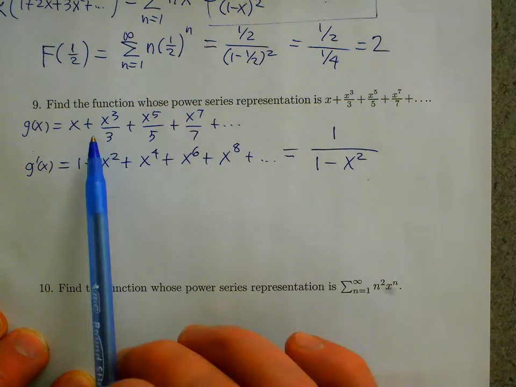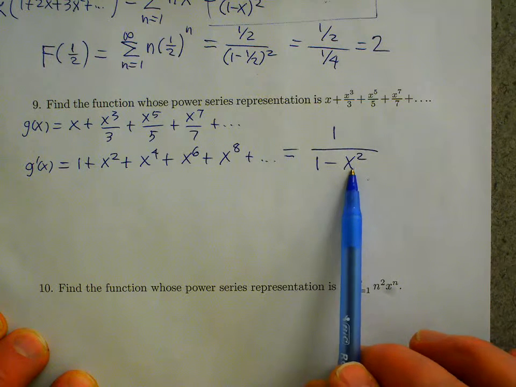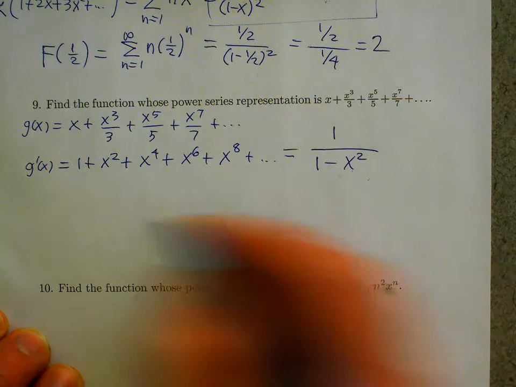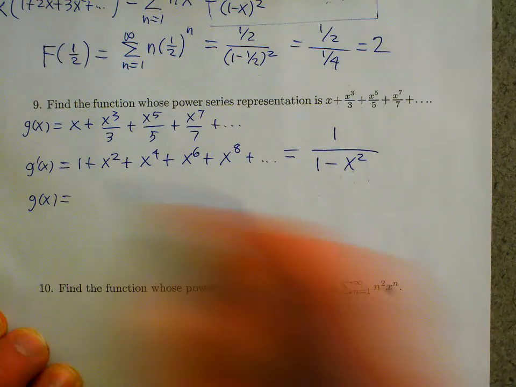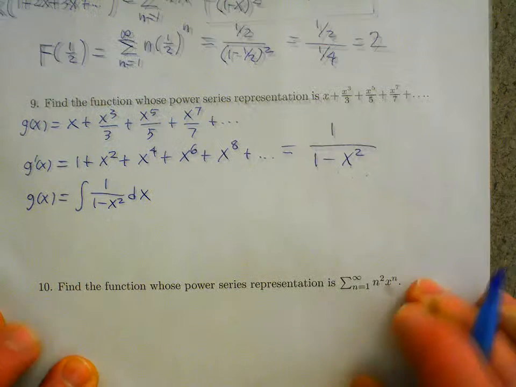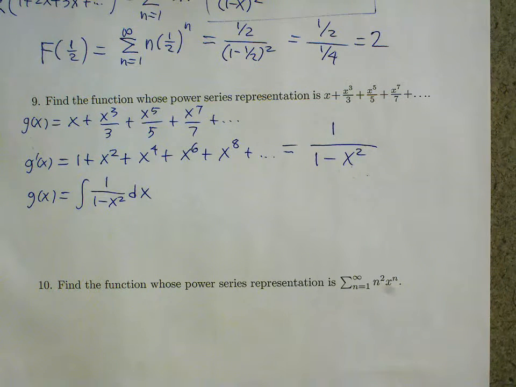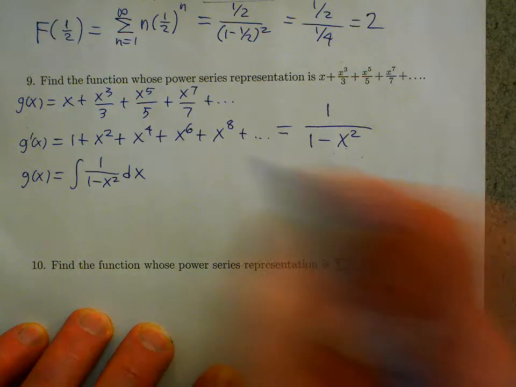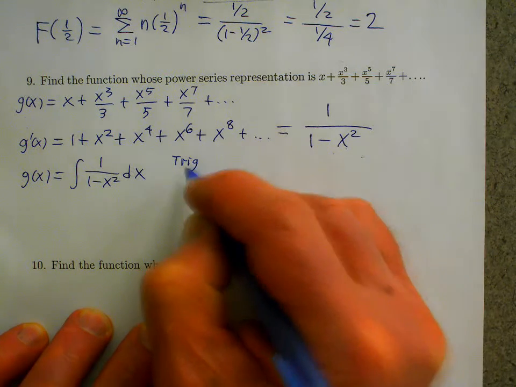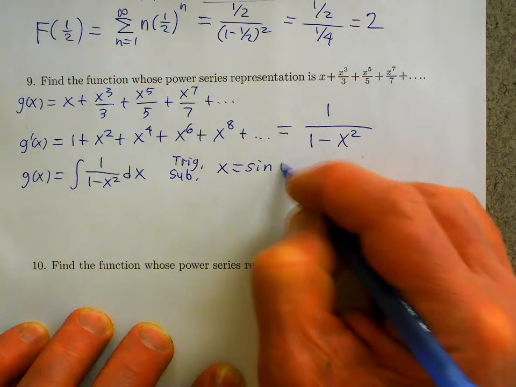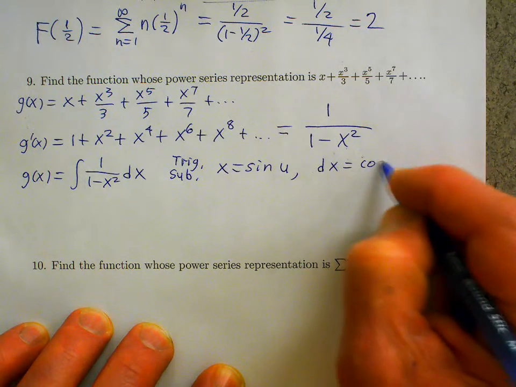Okay, so to find a function for the given series, we just compute an antiderivative of 1 over 1 minus x squared, right? So in other words, g of x will be equal to an antiderivative of 1 over 1 minus x squared dx. So we'll use a trig substitution. So we'll assign x to be sine of u, and dx is cosine of u du.